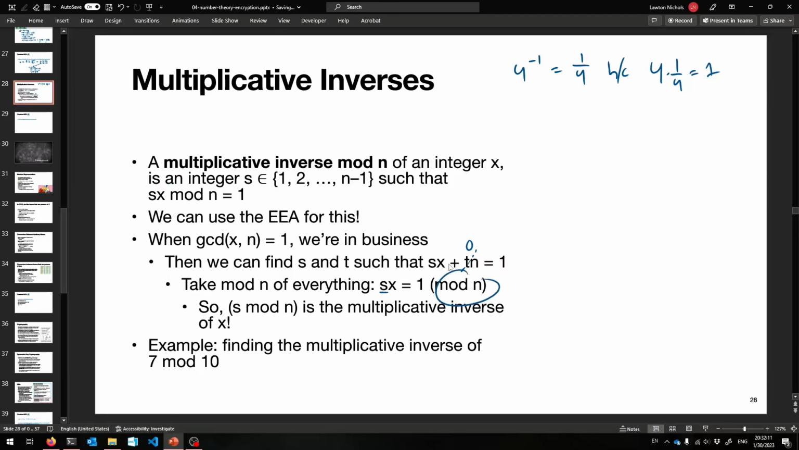It's got to be one of those numbers. It might be negative, so you have to fix that. So s mod n, whatever that is, is the multiplicative inverse of x mod n. Isn't that cool? All right, so with that in mind, let me show you how to find the multiplicative inverse of 7 mod 10. Let's do our algorithm and figure that out.